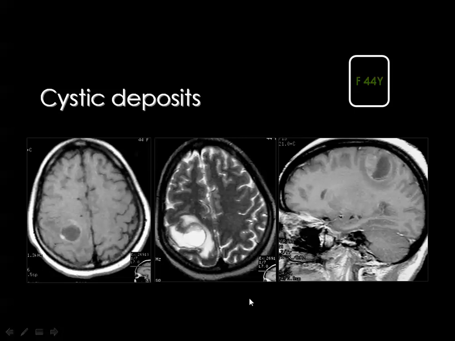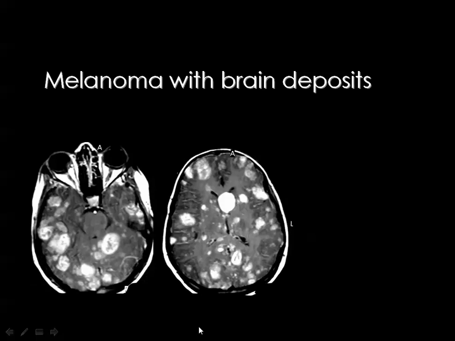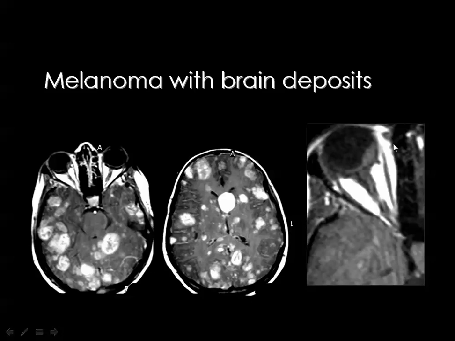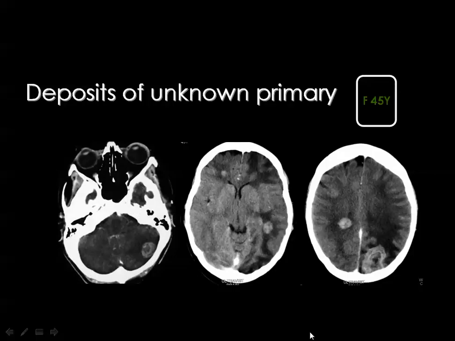Brain deposits can be cystic like this, and you see this is a cystic lesion with an enhancing nodule and marginal enhancement. But being the patient is known to have a breast cancer, then you know that this is the cystic metastatic deposits. Also in this case of an intraocular melanoma, you see multiple widespread metastatic deposits throughout the brain parenchyma.